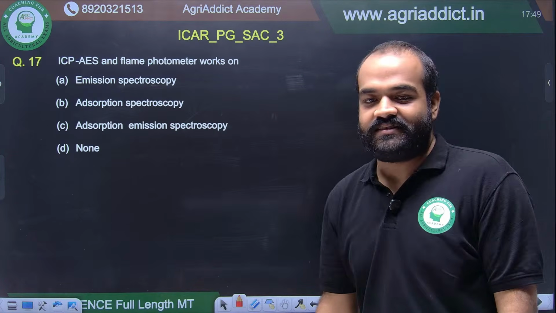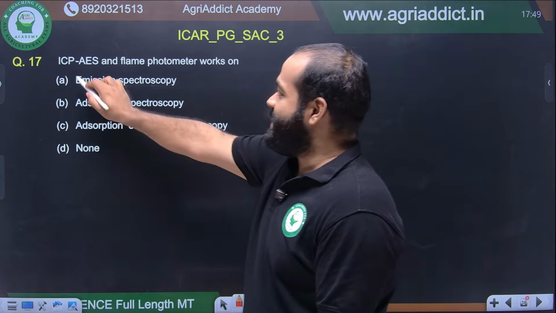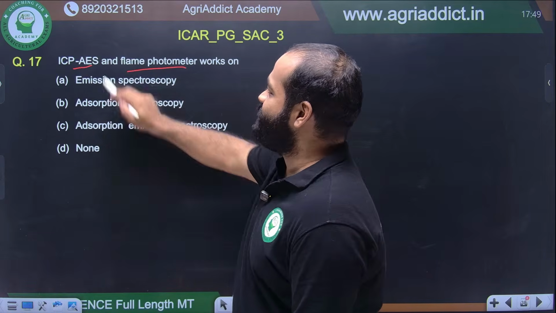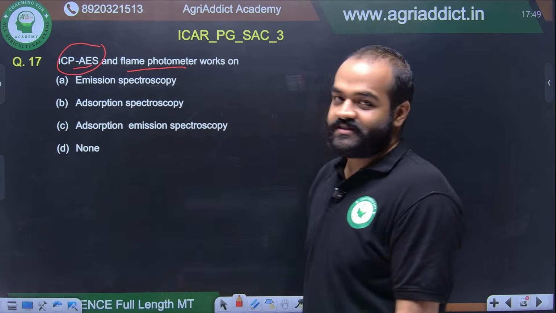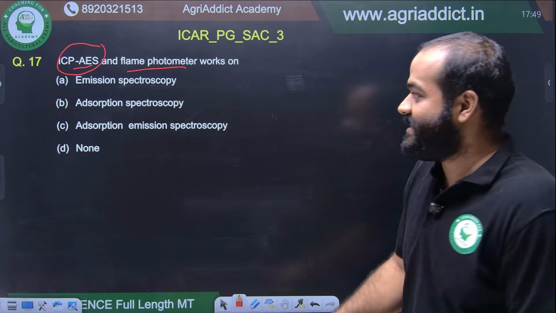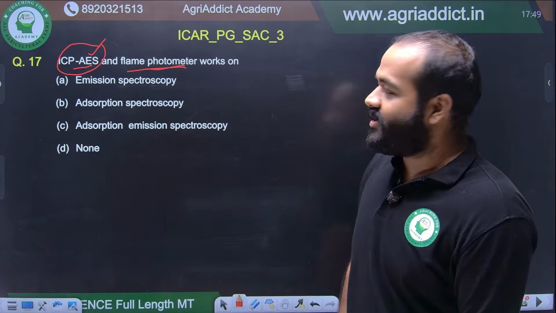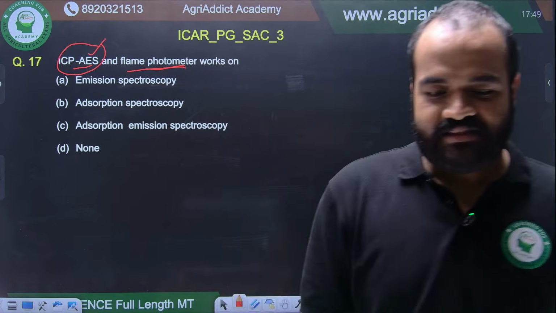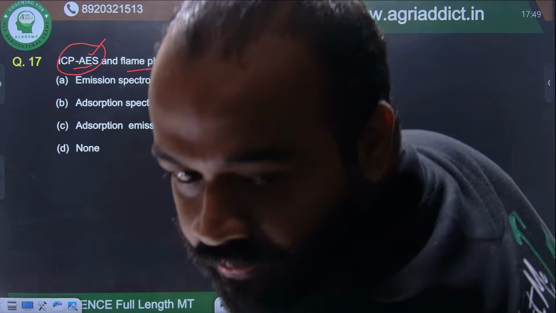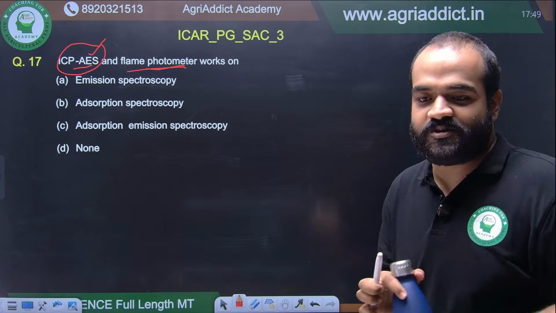This is again a BSc first year question. There is nothing. ICP AES and flame photometer. ICP AES का full form नहीं दिया question setter ने. वो अगर दे देते तो इस question में और कुछ नहीं रहता. But anyhow, ICP AES and flame photometer works on. जल्दी से बताओ भाई. इसमें कुछ नहीं है. Absorption emission spectroscopy क्या होता है?